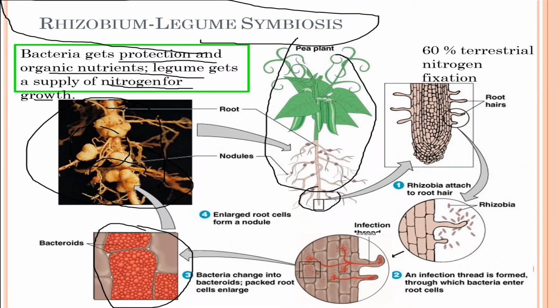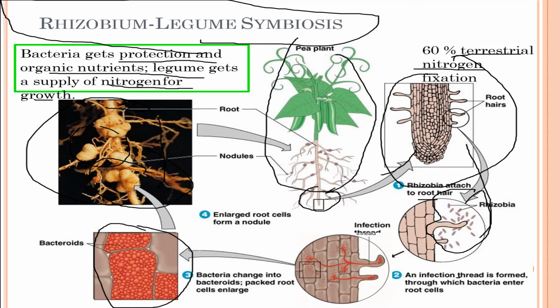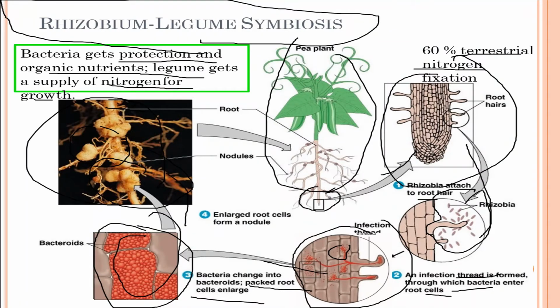Talking about enlarging this part, we have all of the root hairs, and 60% of terrestrial nitrogen fixation happens here, with Rhizobium attached to root cells. Moving to the second point, all of the Rhizobium are attached here, and an infection thread is formed through which bacteria enter root cells. So Rhizobium enters the roots to do its job. An infection occurs, and the bacteria change their form into bacteroids. These are enlarged, and the packed root cells enlarge and form nodules.